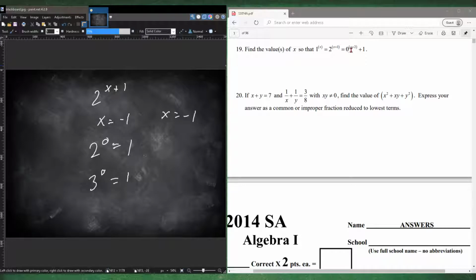Now let's see if it worked for the last one. So negative 1 plus 2 is 1. 0 to the power of 1 is 0. 0 plus 1 is 1. So the only one that makes sense is negative 1, and that's your answer.